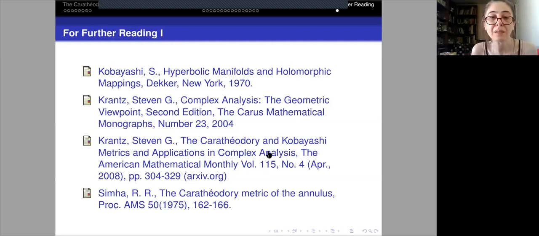The third one is a paper by Krantz as well. It is the Carathéodory and Kobayashi Metrics and Applications in Complex Analysis. You can find it on arXiv, and I included the link here. And the fourth one is a paper from Simha, and it examines the Carathéodory metric on the annulus. It's an interesting paper to look at.